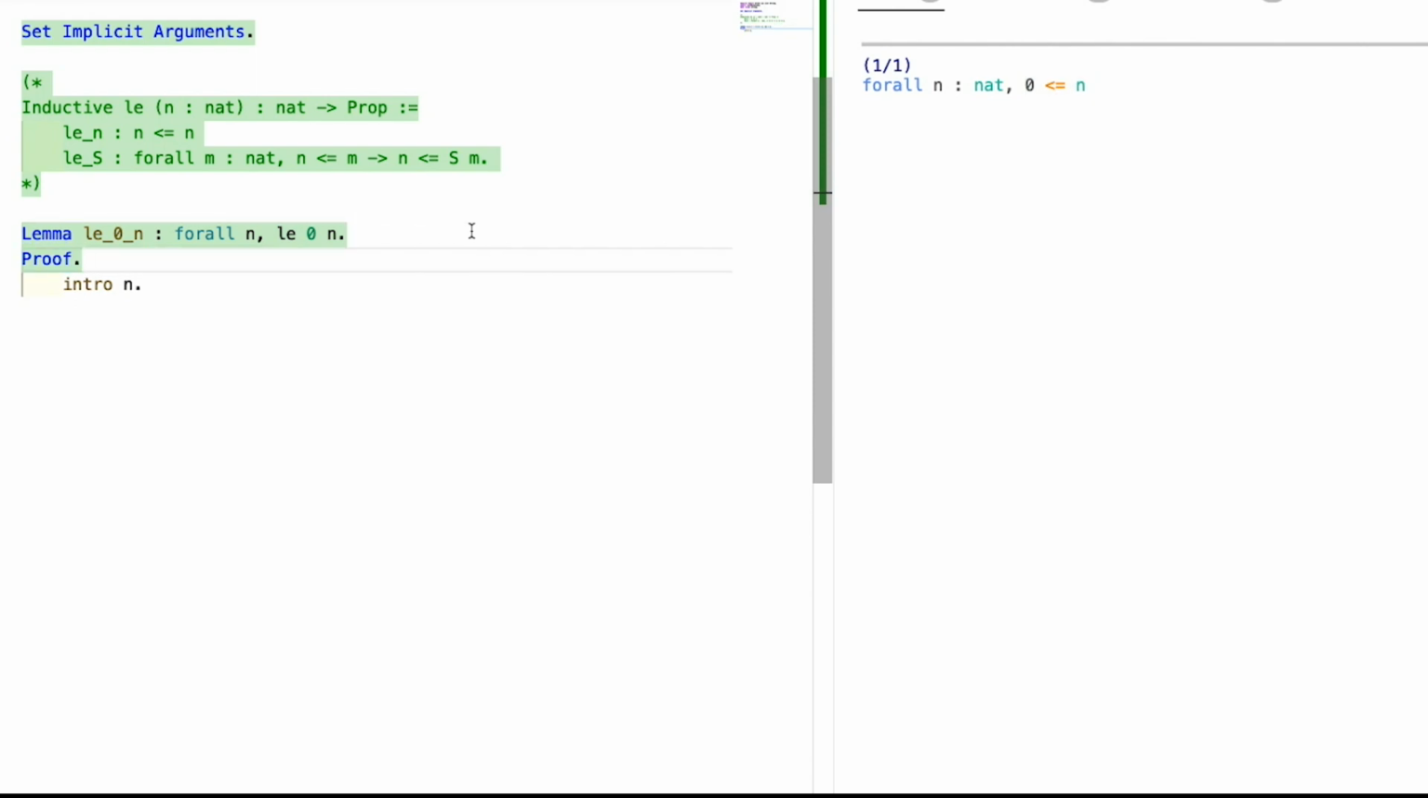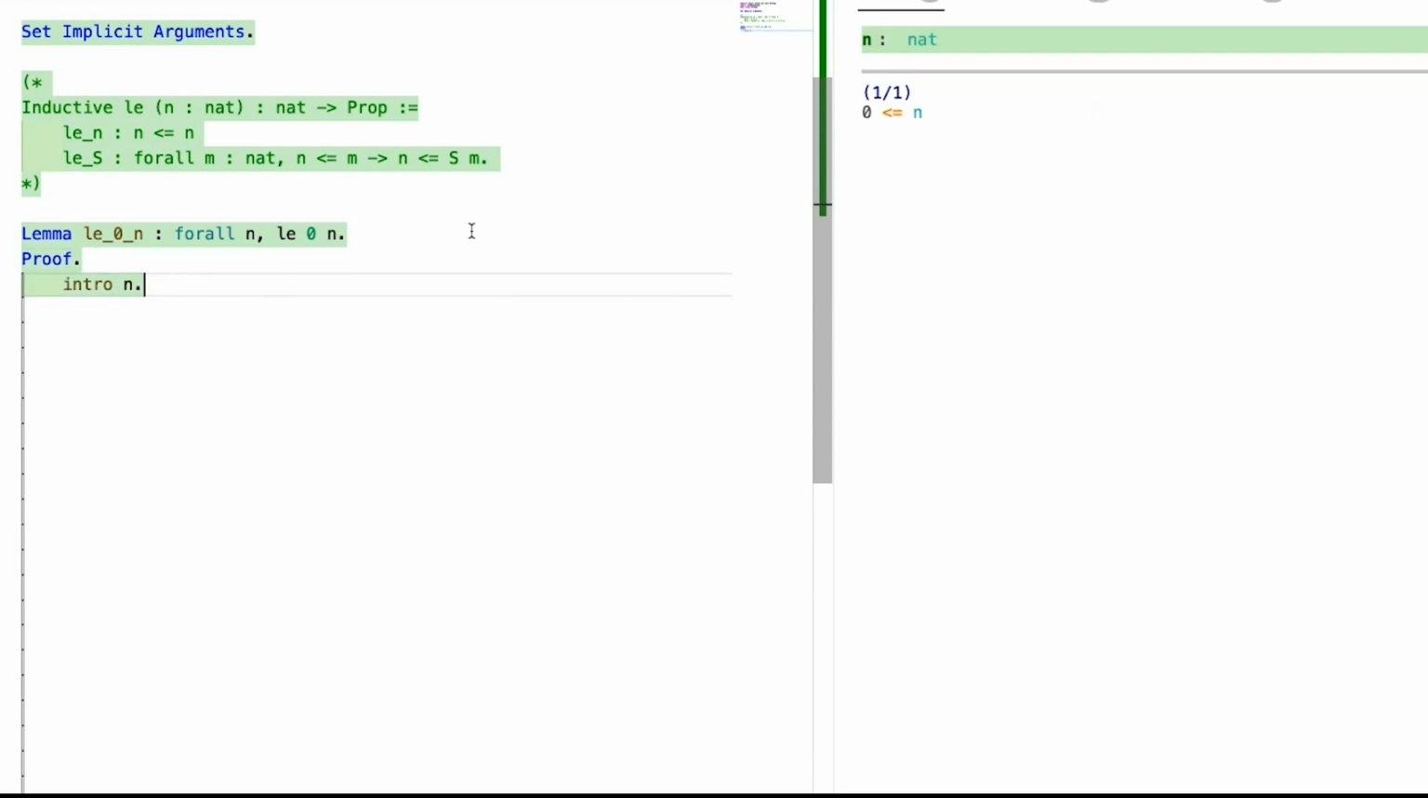And then when we go to proving and we introduce n, notice that things above the line are facts that we already know. In this case, we specifically know that n is a natural number, and we're trying to prove that n is greater or equal to 0, or 0 is less or equal to n.